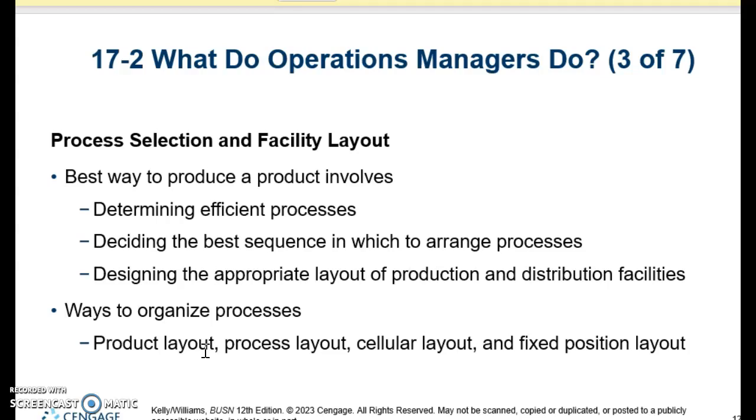So the best way to produce a product involves determining efficient processes. What's the best sequence that's going to make this move efficiently? And then, of course, the layout of the production and how we're going to distribute these products. So there's several ways to organize processes. The first one mentioned is a product layout. And this is used when firms produce standardized goods in large volumes, so like an assembly line.